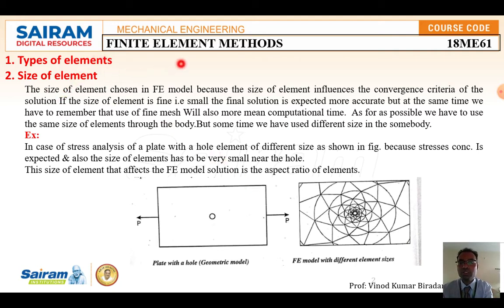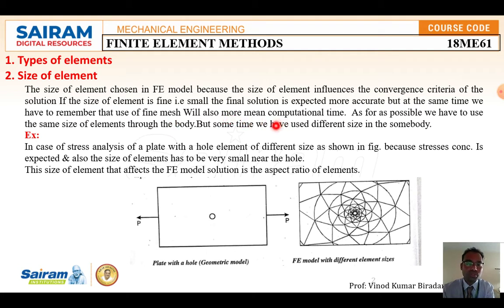Types of element we already studied, that is 1D, 2D, 3D elements. The size of an element means what? The size of an element is chosen in a finite element model because it influences the convergence criteria of the solution. If the size of an element is fine, that is a very small piece, then the final solution is expected to be more accurate, but at the same time we have to remember that a fine finite element mesh also means more computational time.